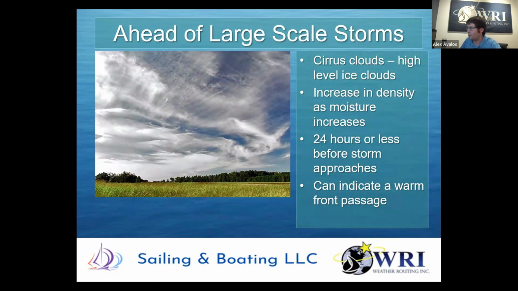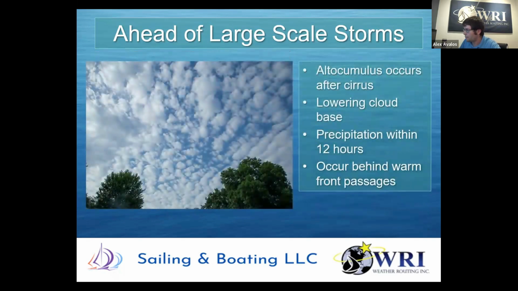Up to 24 hours or less before the approach of a storm. They can also indicate a warm front passage as well. Now, altocumulus clouds tend to occur after cirrus and usually occur closer to the onset of the storm. Cirrus clouds, I said, tend to occur up to 24 hours out, but altocumulus clouds tend to be more common within 12 hours. And these can occur behind warm front passages as well.